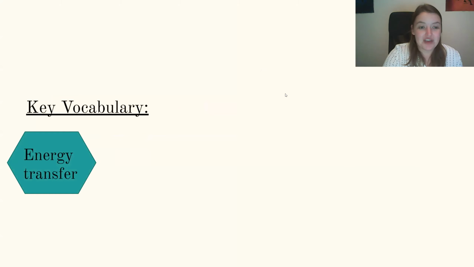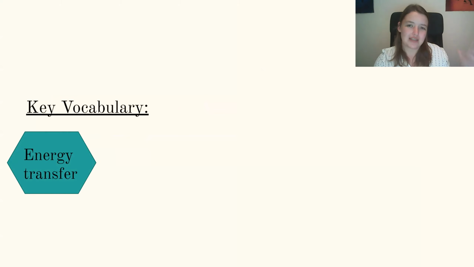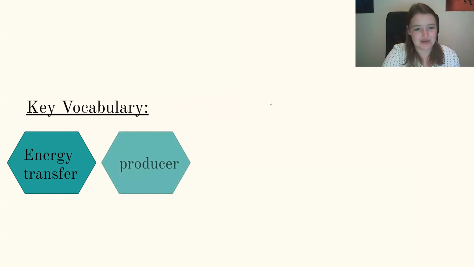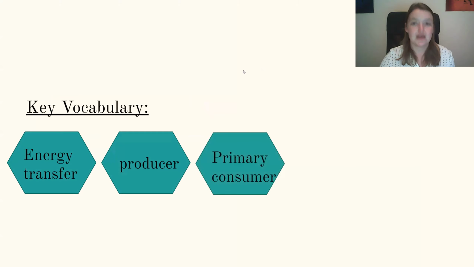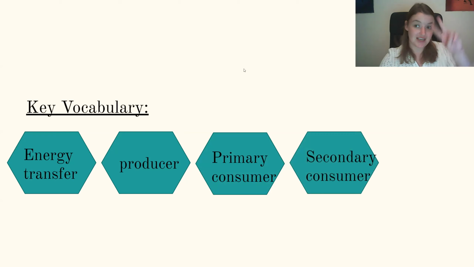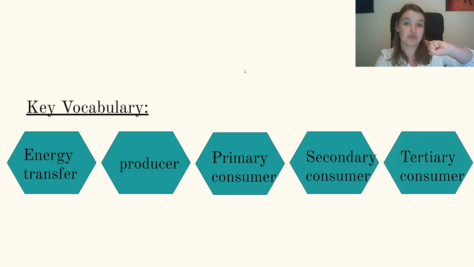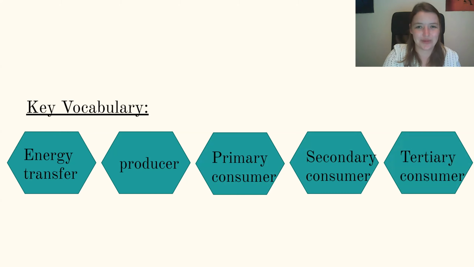Our key vocabulary again is energy transfer, the movement of energy from one organism to another organism. Producer, organisms that create their own energy. Plants do this via photosynthesis. Primary consumer, the first organism that will eat plants or animals to get its own energy. Secondary consumer, the second animal that will eat an animal that has eaten a producer. And the last one, tertiary, which is the third consumer that eats other animals.